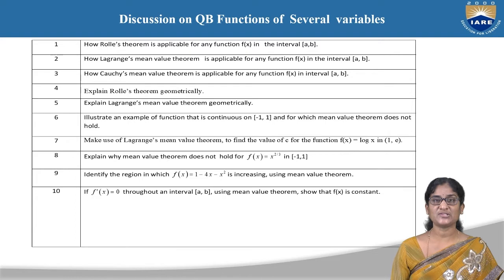If these three conditions are satisfied, then you can say that the function is satisfying the conditions for applying Rolle's mean value theorem. Then, according to Rolle's mean value theorem, there exists a point c belonging to the open interval a comma b such that f dash of c is equal to 0. That is Rolle's mean value theorem.